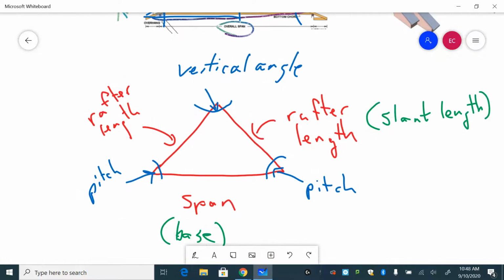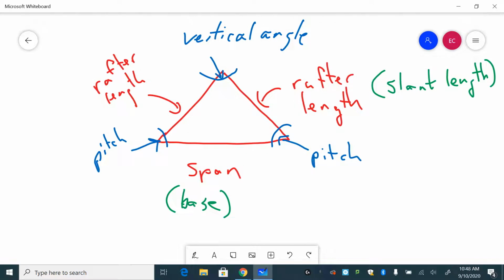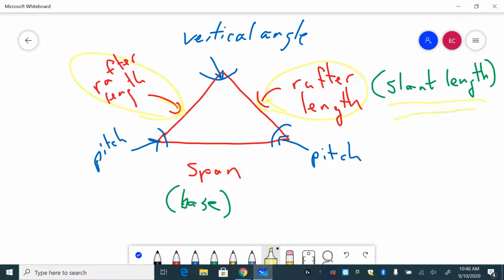So let's just go over some of the terminology again. So here's a truss. So if we look back, what we were talking about, the rafter lengths, it's here and here. So that's the two side lengths on an angle. That's why you'll sometimes see it called a slant length. The bottom is going to be called the span. We could also call it the base or base length. And then with the angles, we have the pitches. So that's this one and this one. And the pitch is always going to be the angle with the span and the rafter length. And then you have the top angle, and we'll call that the vertical angle.